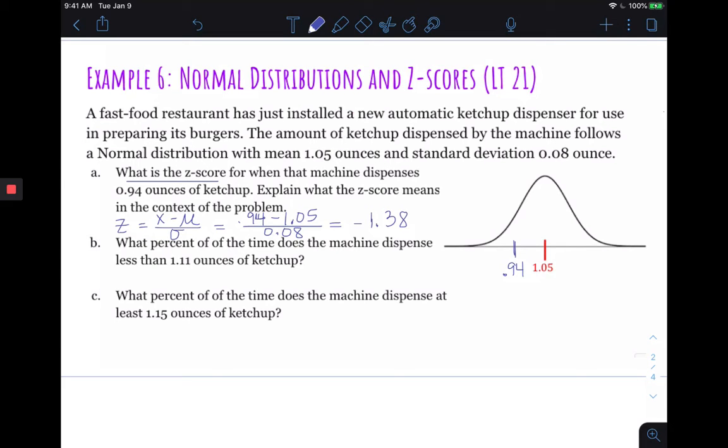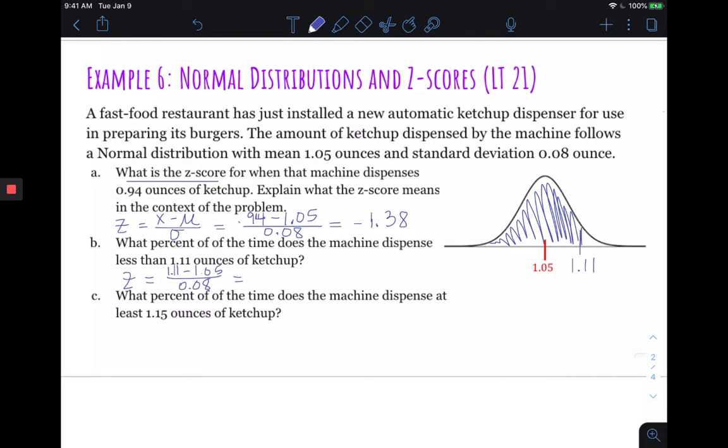For B, what percent of the time does the machine dispense less than 1.11 ounces of ketchup? So I'm going to mark 1.11 on our little picture. What percent of the time does the machine dispense less than, so I'm going to shade less than, I want to find this percent. So I do need to find a z-score, and then this time I'm going to use the table, look up that z-score and then figure out the percent. So it's the value, 1.11, minus the mean, 1.05, divided by the standard deviation.